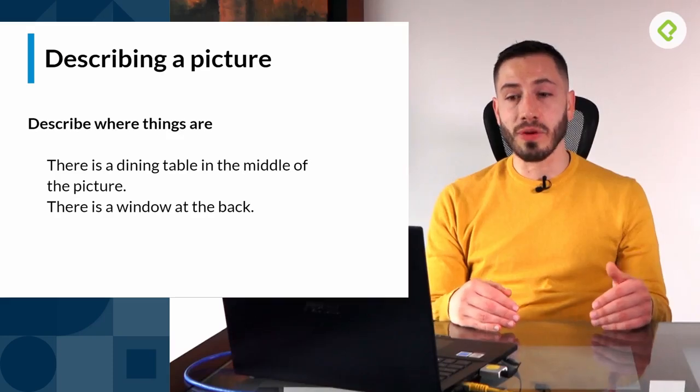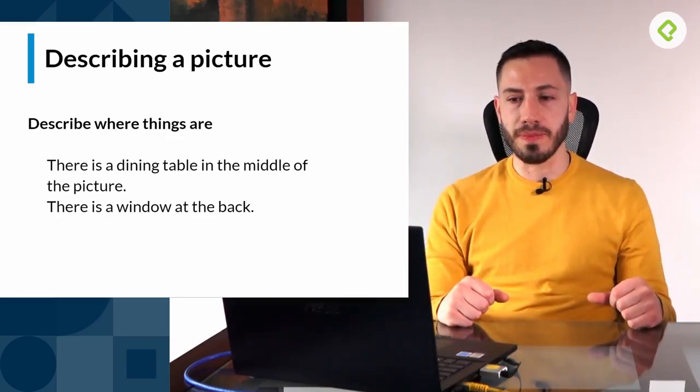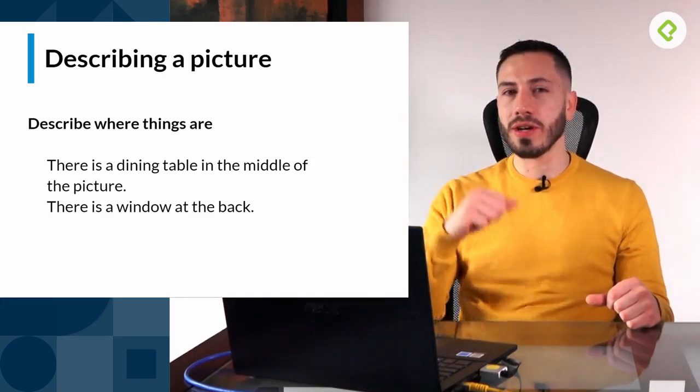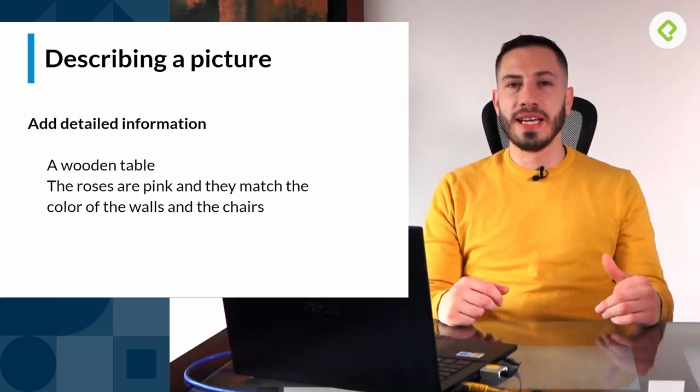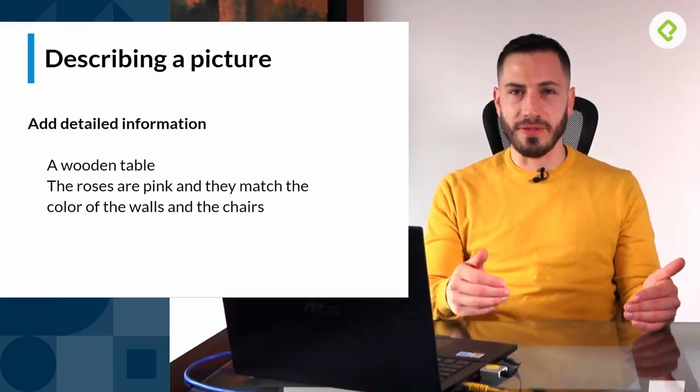There is a dining table in the middle of the picture. Maybe it's the central element of this picture. And there is a window at the back. Did you see the window? All right. Now you can add additional information, detailed information.